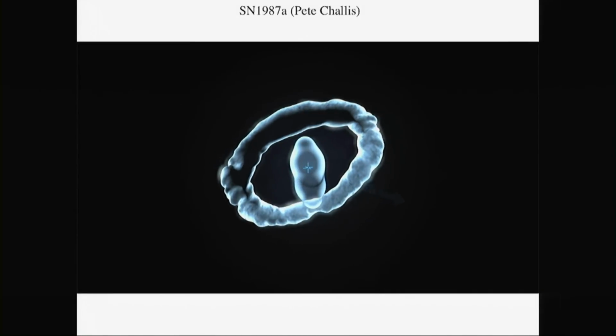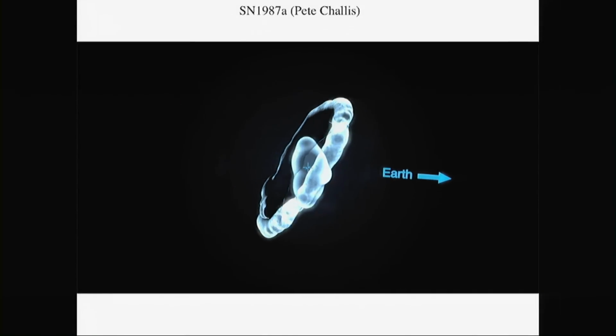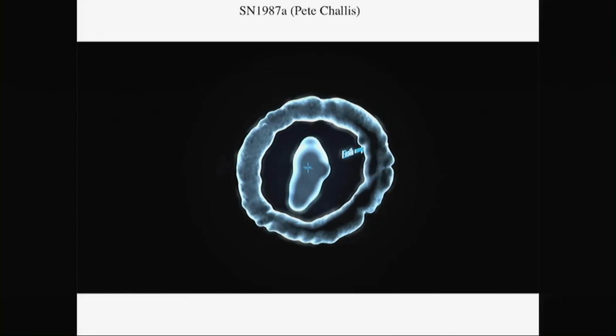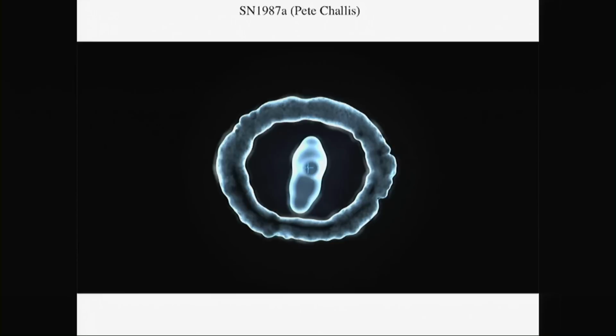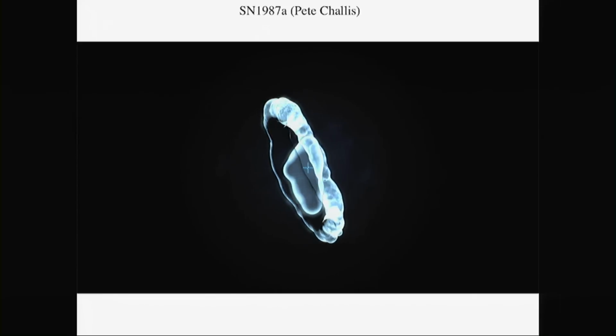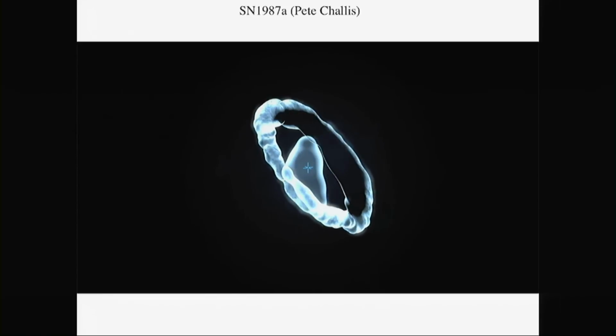And this is another look at 87A, again from Pete, and gives you some idea. This ring has nothing to do with the explosion, but it does have to do with the progenitor, and that's a whole other lecture, most of which won't make any sense, because we really don't understand this in detail.